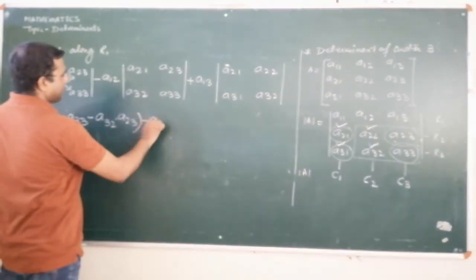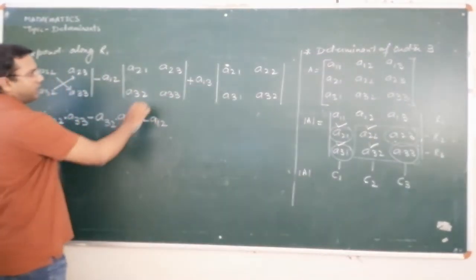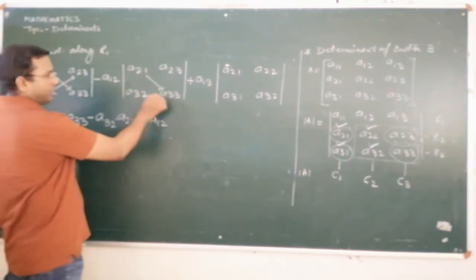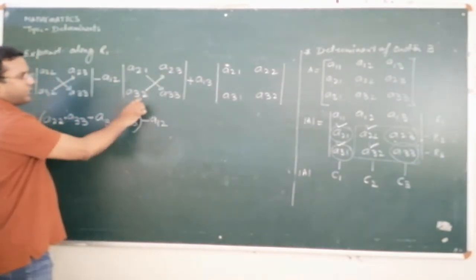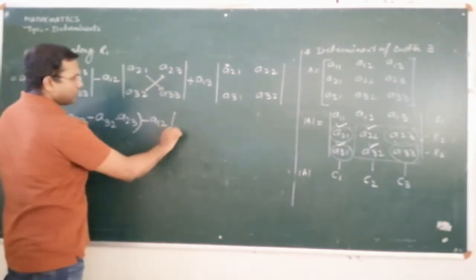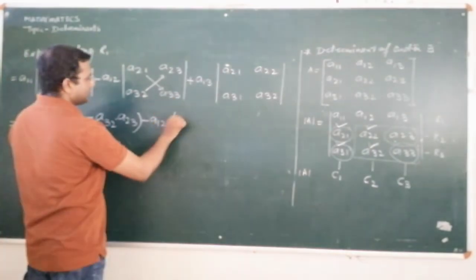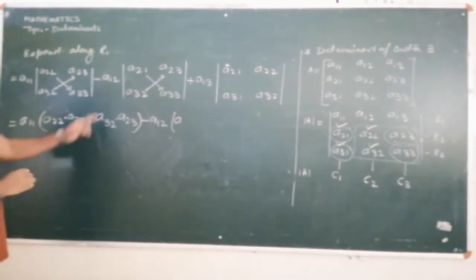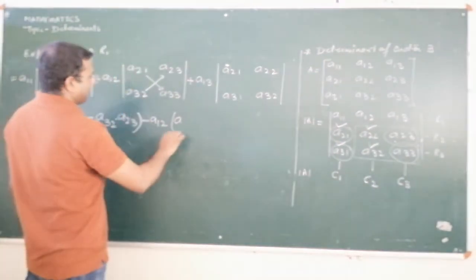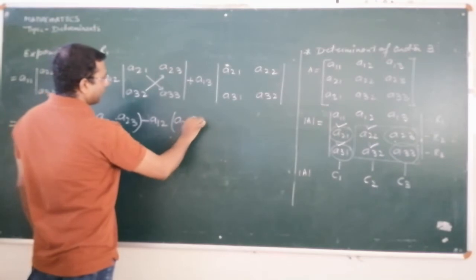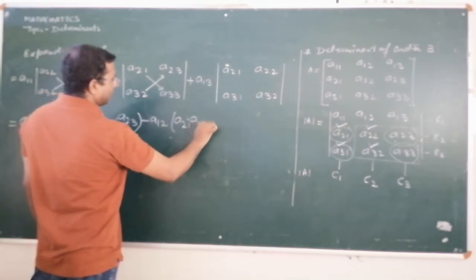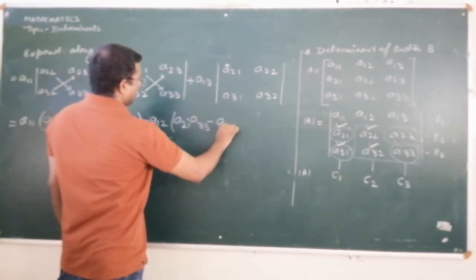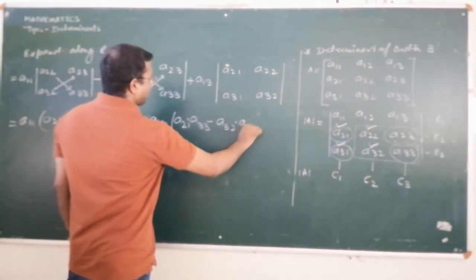Then this is minus A12, and again similarly we will multiply here A21 into A33, and similarly A32 into A23. So we will multiply in the same sequence. We will have to take care. It is very much ordered. In the same way we will have to multiply A21 into A33 minus A32 into A23.